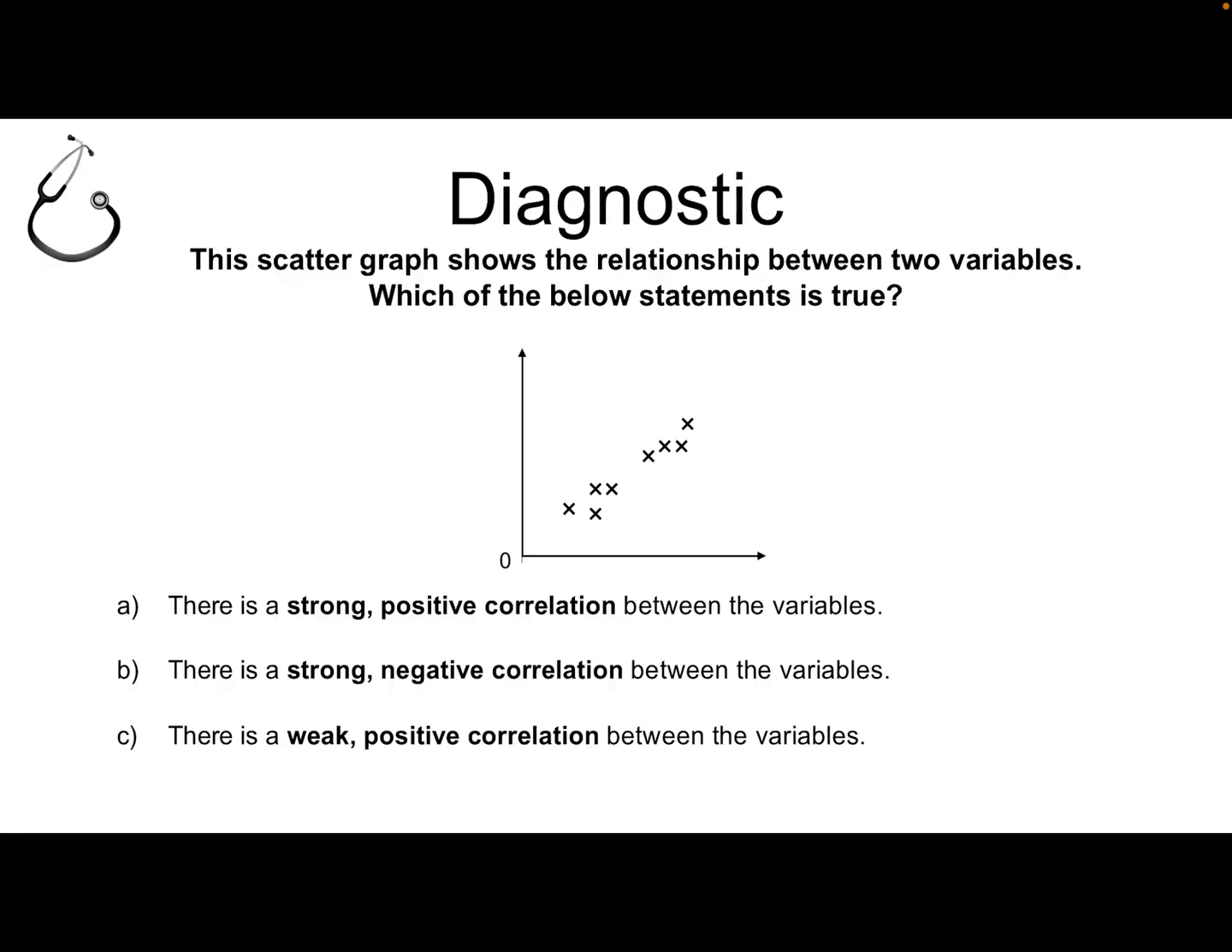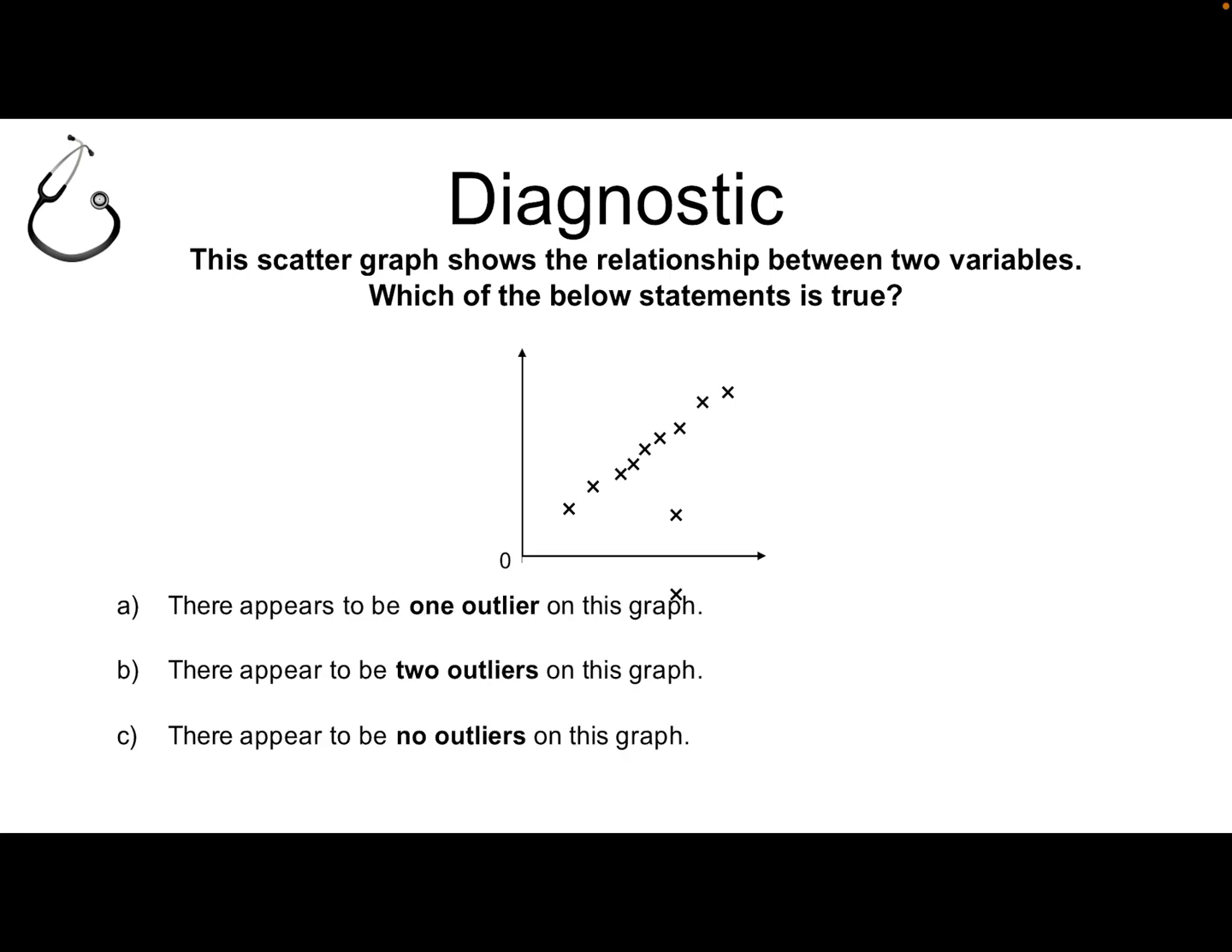So what have we got here? Should be pretty obvious. We've got strong positive correlation. This one here, weak positive correlation. Maybe you could argue between strong and weak on that one. This one, outliers. There appear to be one outlier, 2 outliers, no outliers.